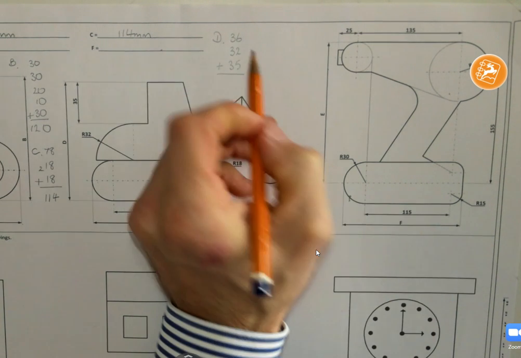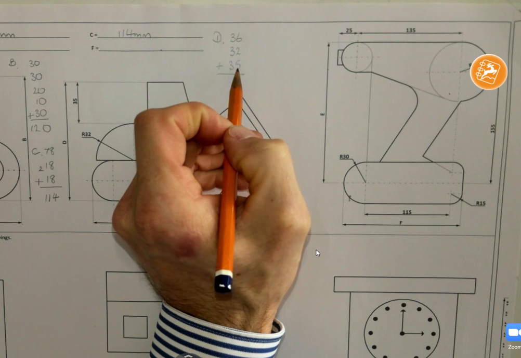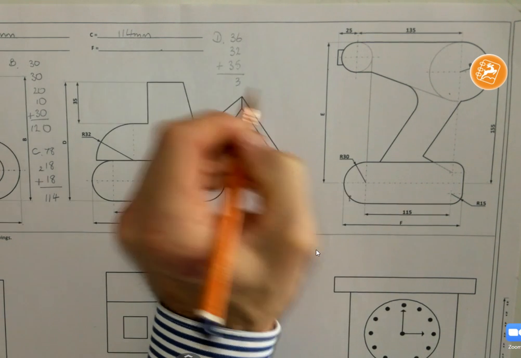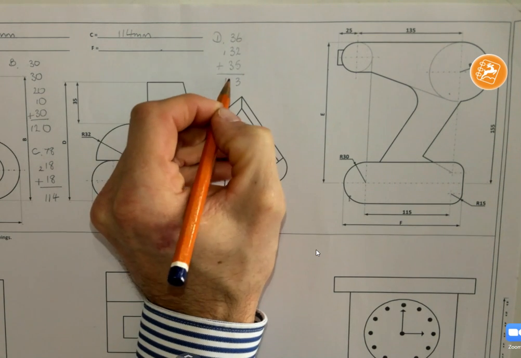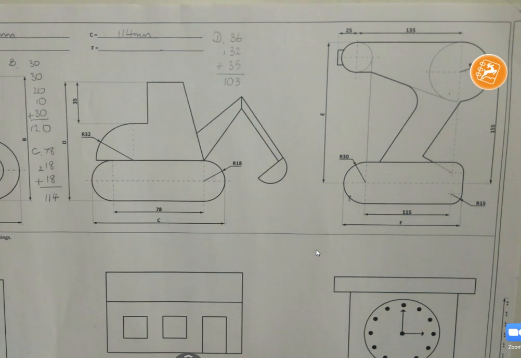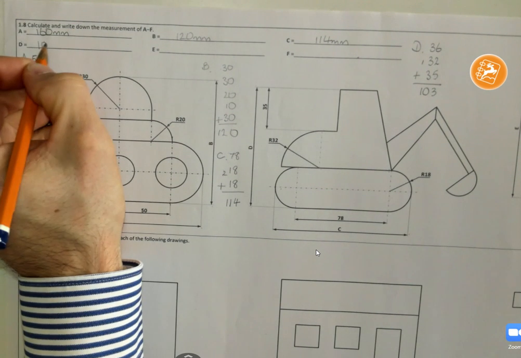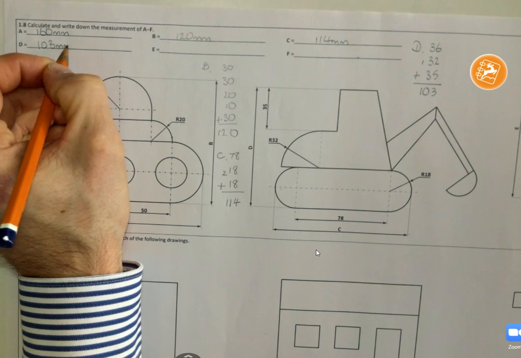Add those up. Okay, so we've 6, 2 and 5. This is 8 and 13. Put the 3 down, carry the 1, 9, 10. So 103. So let's pop in, okay, 103 over by D. So there's D. That's 103 millimeters.